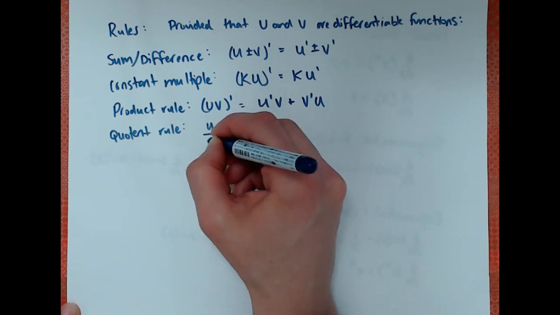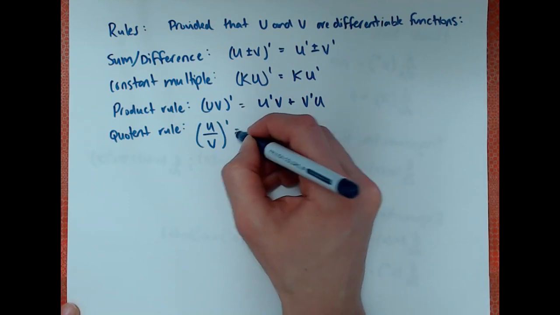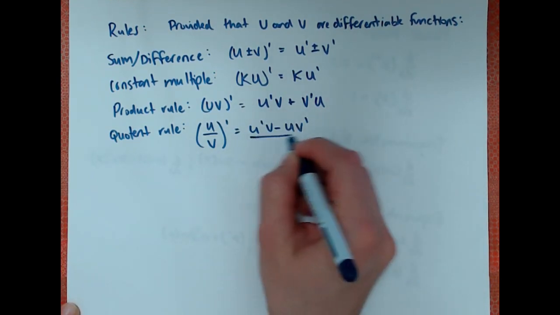Then you also have the quotient rule. This is if you have a function divided by another function and it's asking you for the derivative. This is equal to u prime v minus u v prime, divided by v squared.